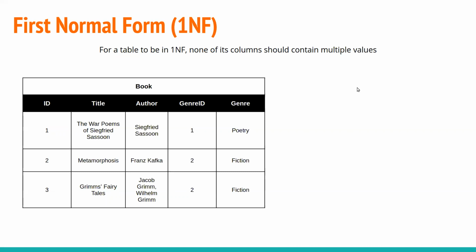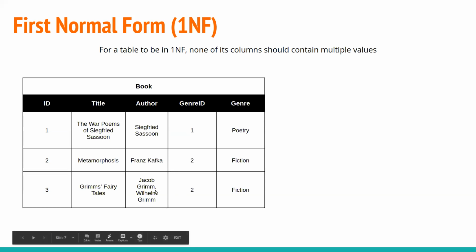Title. Each title is one string, right? So The War Poems of Siegfried Sassoon, that's one title. That's cool. Metamorphosis, that's one. Grimm's Fairy Tales, that's one. Even most of the authors look okay as well, right? Siegfried Sassoon, that's fine. Franz Kafka, that's fine. Jacob Grimm, comma, Wilhelm Grimm.